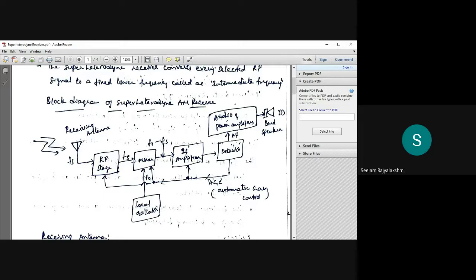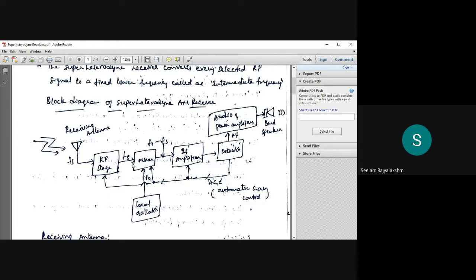Next we will see about the mixer. As the name itself says, the mixer mixes the received input signals. That means it receives two inputs, one from the radio frequency amplifier and another from the local oscillator. So the output coming from the RF stage and the input from the local oscillator.